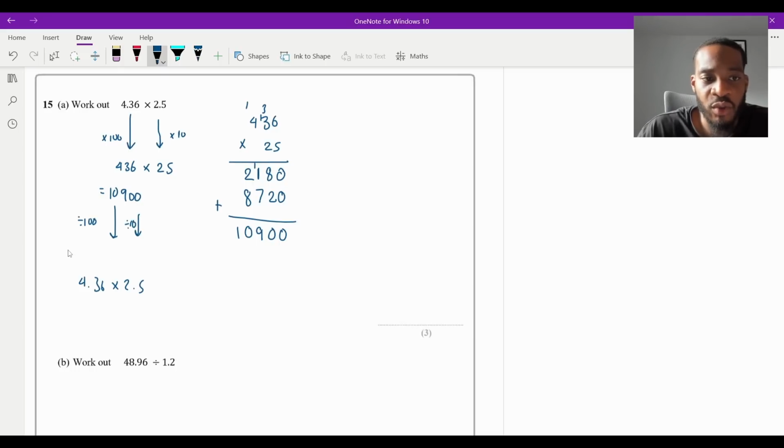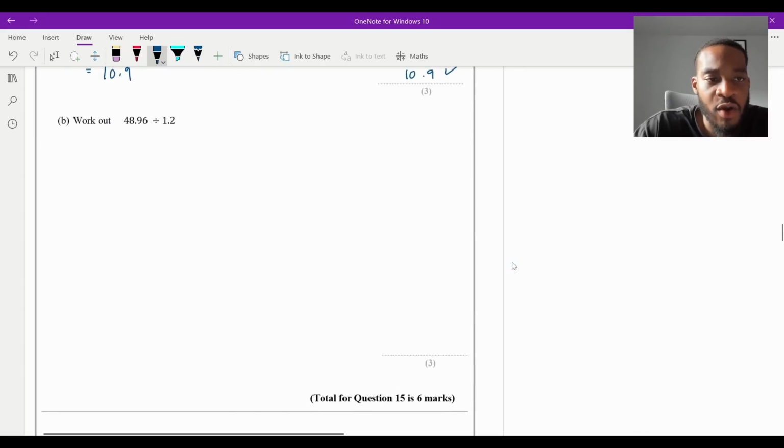So to do that, what do I get? Well, you're just going to bring this decimal point there, 1, 2, 3 units to the left, isn't it? So it will now be at there when I divide by 1,000. So therefore, the answer is just going to be 10.9. And that is part A.